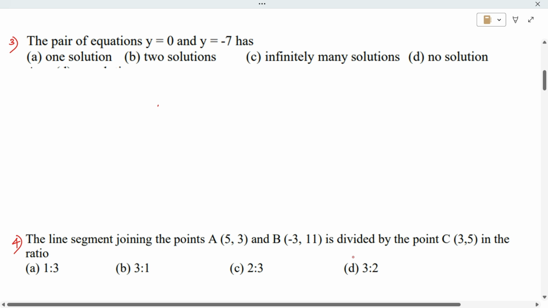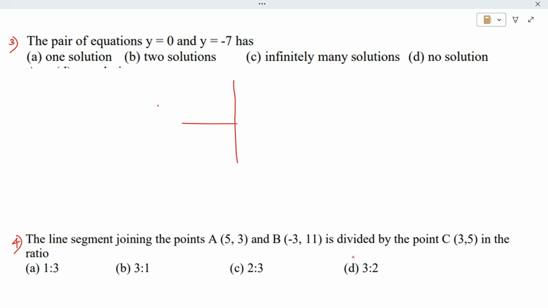Question number 3, the pair of equations y equal to 0 and y equal to minus 7 has. So when I am plotting y equal to 0, that line will be here, right? This is the y equal to 0 line. And what is y is equal to minus 7? It will be somewhere here, isn't it? So this is another equation line. So think of it, if these two lines are not going to intersect, I will not get any solutions, isn't it? Hence, the option is D, no solution. So only when two lines intersect, you will get the solutions.